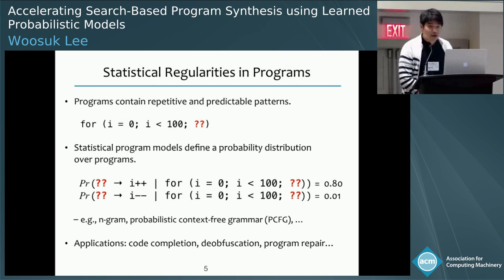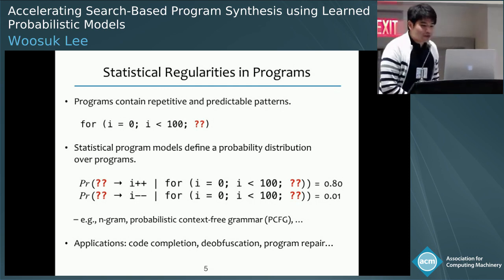Let me explain what I mean by likely programs. It is well known that programs often contain repetitive and predictable patterns. For example, consider an IDE into which a programmer has typed this partial for-loop statement. It would be quite reasonable for the IDE to suggest a conversion I++ to the programmer. Another possible option, I--, is highly unlikely because it will make this for loop infinite.